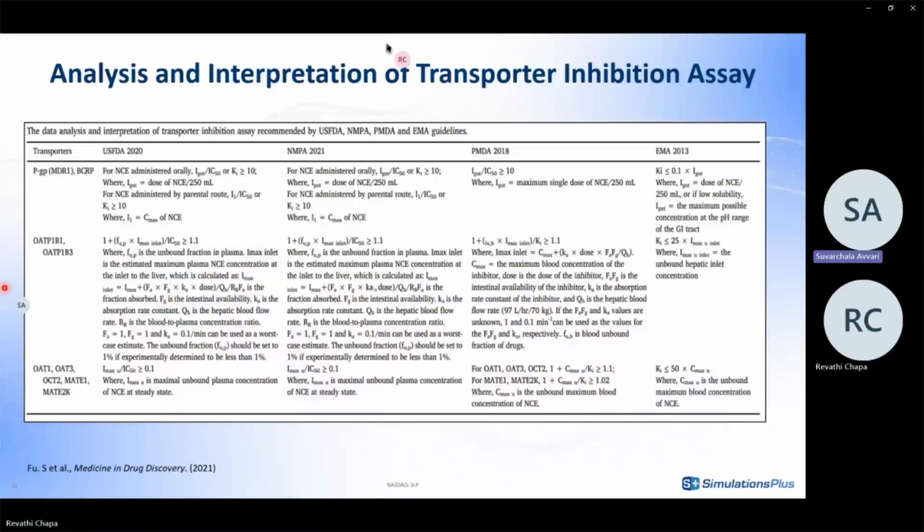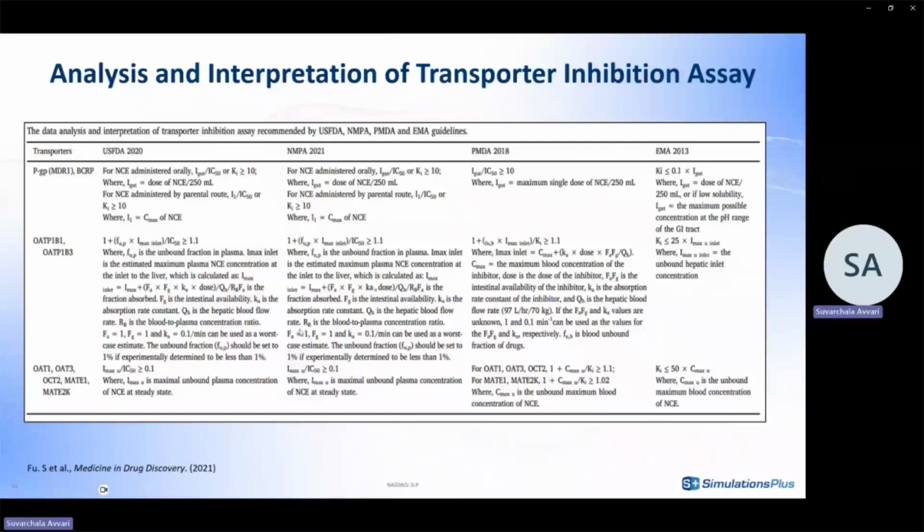Then in this slide, we see the analysis and interpretation of the transporter inhibition assay. Because of the increased awareness about the transporter-mediated DDIs, the regulatory agencies have now made an equal emphasis on evaluating the transporter-based interactions as that of the enzyme-mediated interactions. And eventually, these recommendations have become a part of labeling or the summary of product characteristics.